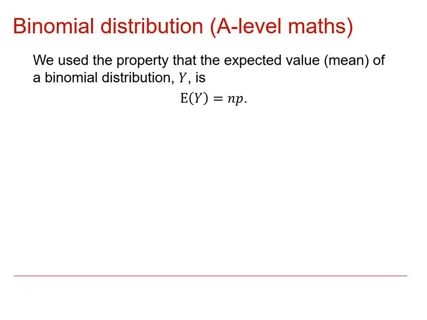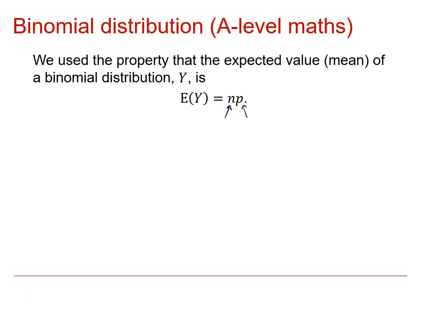Now in A-level maths, we use the property that the expected value, otherwise known as the mean, of a binomial distribution is np, the number of trials times the probability of success. But where did this come from? It's one of those unfortunate examples of where you're being blindly asked to trust the teacher.